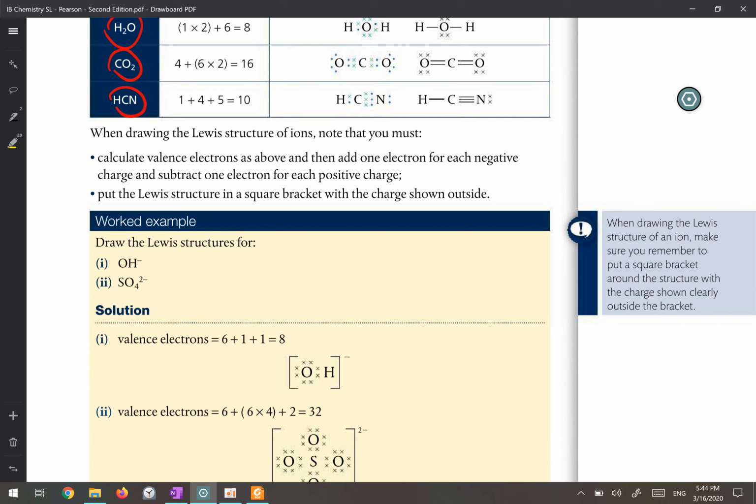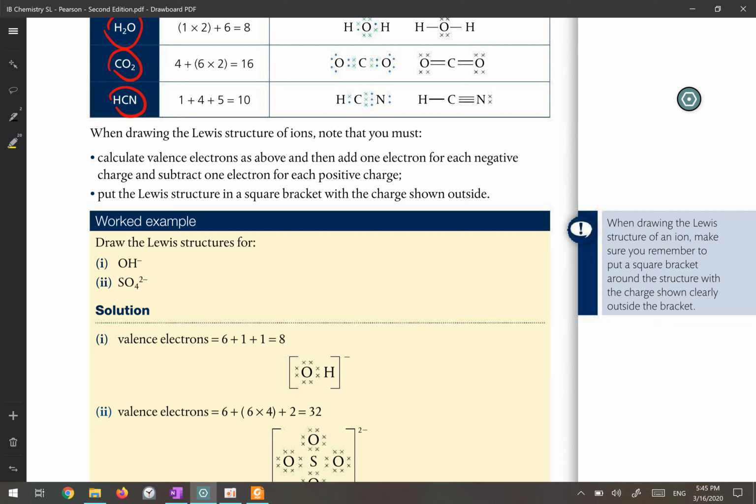Okay, we can use the same method for drawing ions. So look at here. Here we have OH minus and SO4 2 minus. So let's draw the Lewis structure for these two ions. We call them polyatomic ions. It means several atoms are covalently bonded to each other, but they have a charge. So the polyatomic ions are charged groups of atoms which are covalently bonded to each other.